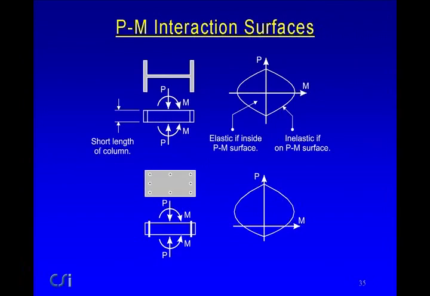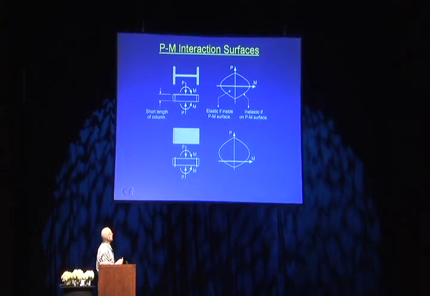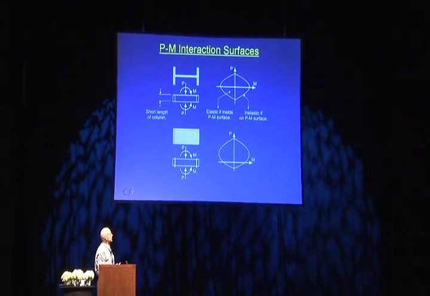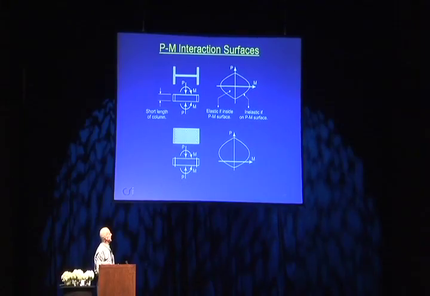I'll just show some implications of these in just a moment. If we look at a steel beam, and we take just a short length of the beam, we can get a PM interaction diagram, which looks something like this. If the PM point is inside the interaction or yield surface, then the column is elastic. If it reaches the surface, then a plastic hinge forms. And the problem is, what happens when a plastic hinge forms? We'll talk about that in a moment.